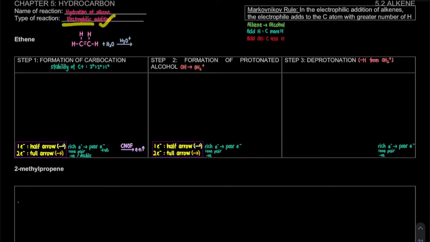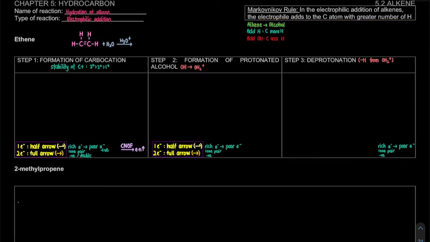So that's why it is addition. But why is it electrophilic? Because our alkene itself is a rich electron species. Rich electron species means that it is a nucleophile, or specifically a nucleophilic site. What is added to the nucleophilic site is our electrophile, so that's why the reaction is electrophilic addition. For electrophilic addition, it follows the Markovnikov rule, where the electrophile will add to the carbon with the greater number of hydrogen.